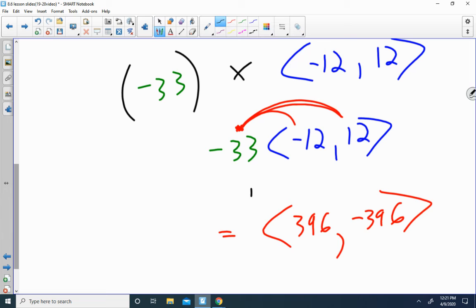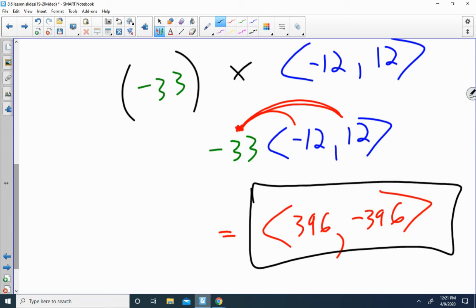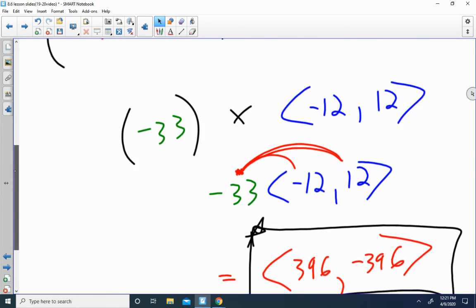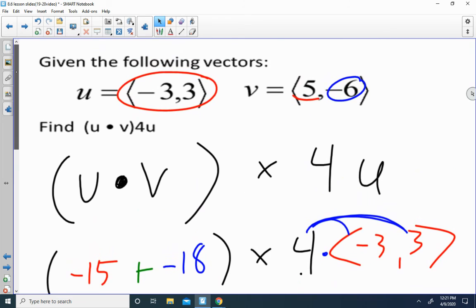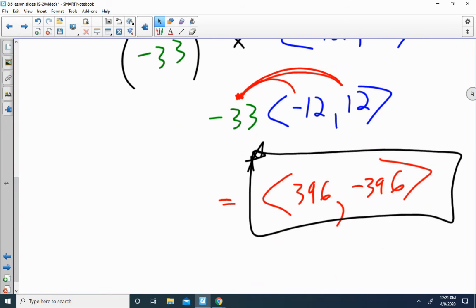So you're just going to have to be careful how you take care of these. Depending on what your final answer is going to be, you might just get a regular number, or you might get a vector, depending on where your dot product is in the problem. So now you've had examples with those. I got one more example, then we'll be done for the day.